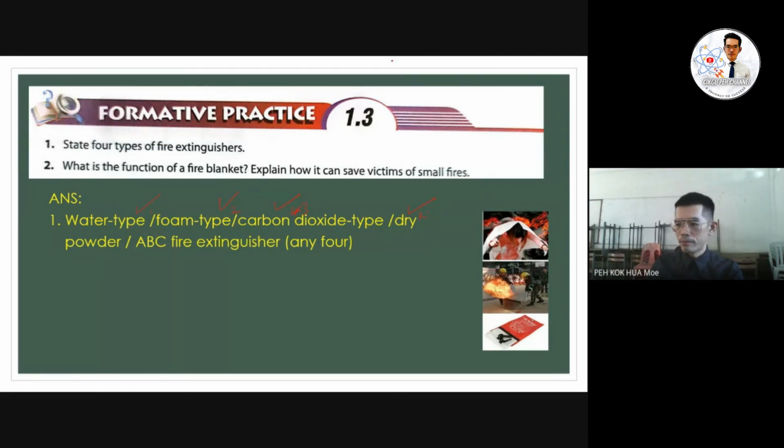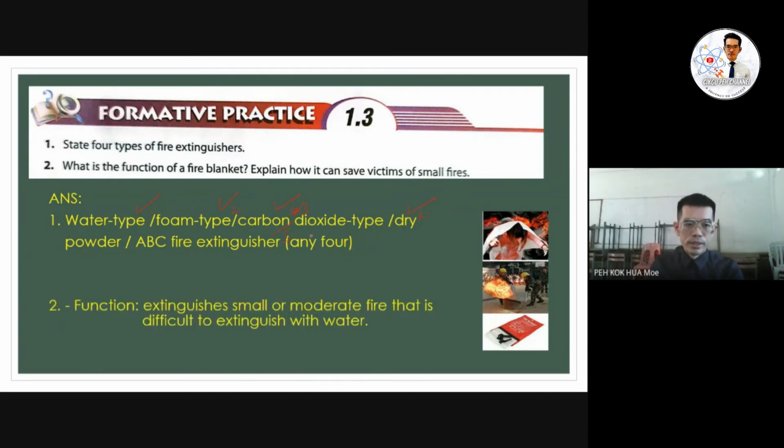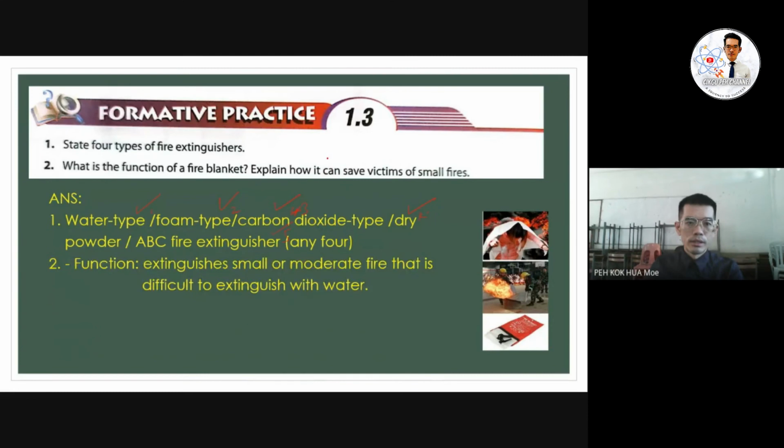So here we have another type, the ABC fire extinguisher, which is mentioned on the next slide. So here we have a total of 5 different types of fire extinguisher. You need to choose any 4. And then the next one, I gave the answer already. Actually, it's question number 2. What is the function of a fire blanket? Explain how it can save someone from a small fire.